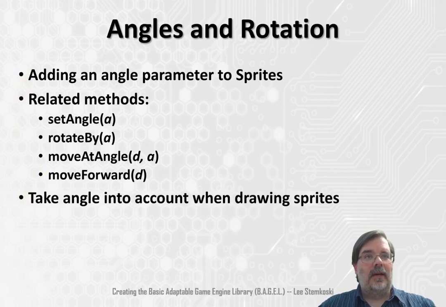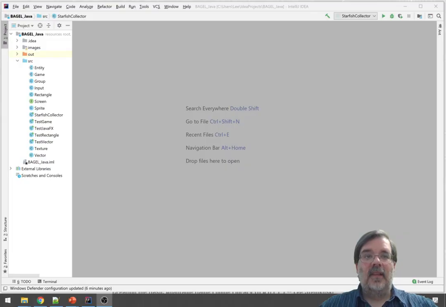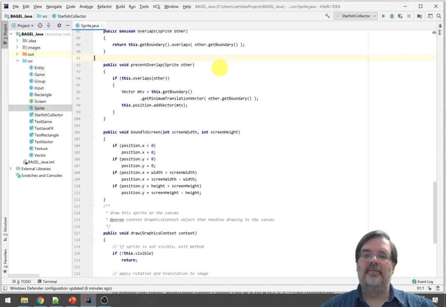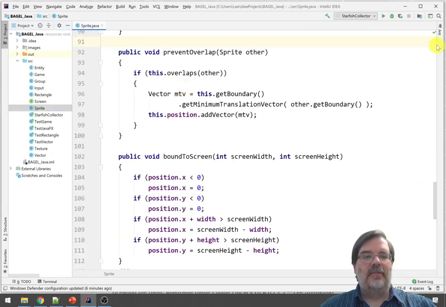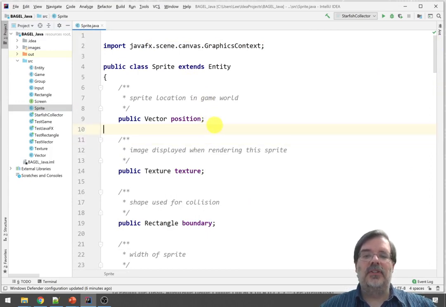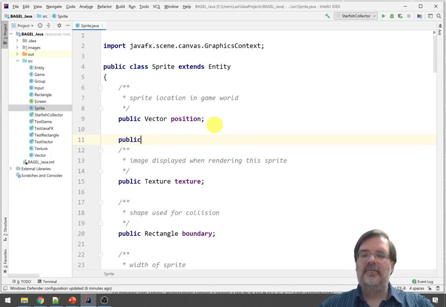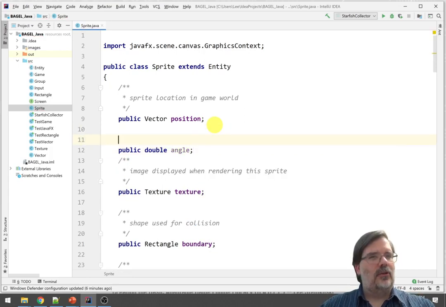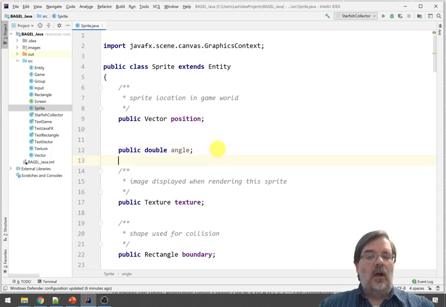So first, let's open up our development environment. And let's go to the Sprite class and make some additions. All right, so a lot of good stuff in this class. So in addition to position, let's also add an angle. I'll add some comments to this later on. So we should also specify if we're going to be using degrees or radians for angle measure. All the mathematical functions in Java require radians as input, but for ease of use for us and other developers who might want to use this library, let's specify that angle is measured in degrees. And we'll do some conversion when we need to.